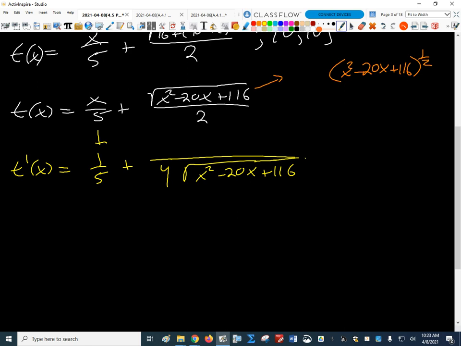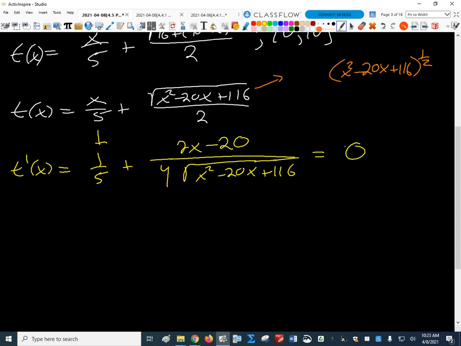Okay, now we got to go inside to the derivative. So the derivative of the quantity is what? 2x minus 20. So on top we'd have a 2x minus 20. Does that make sense? Got our two layers there. Okay, and we just put them in one big fraction. So we want to find out where that's equal to 0.